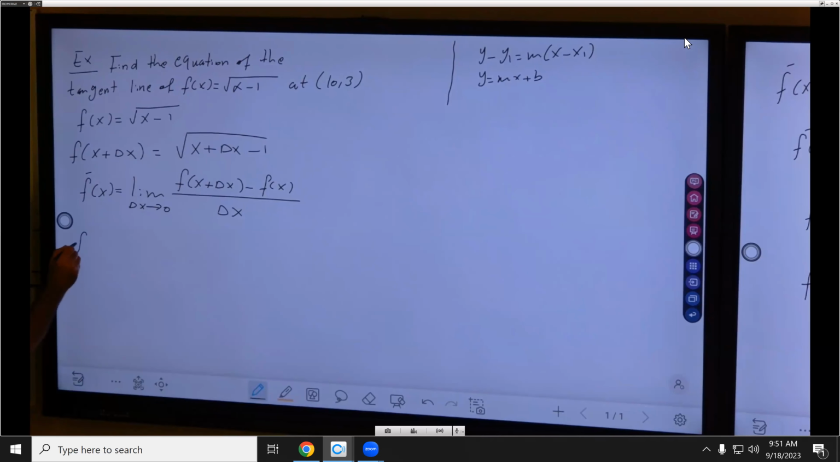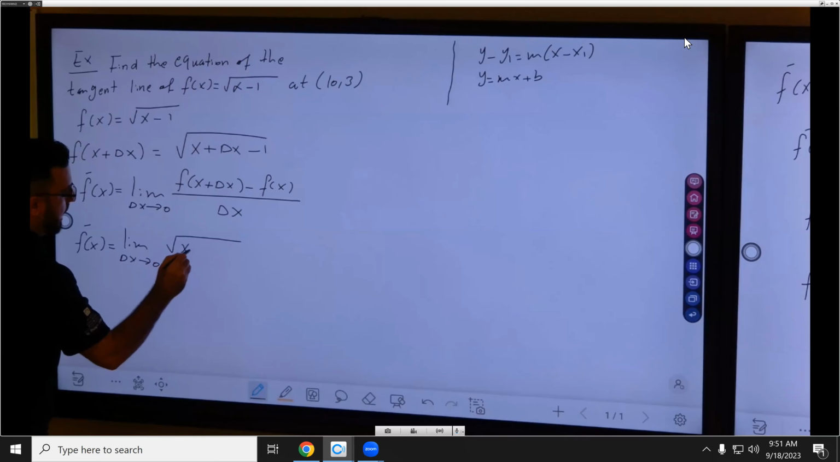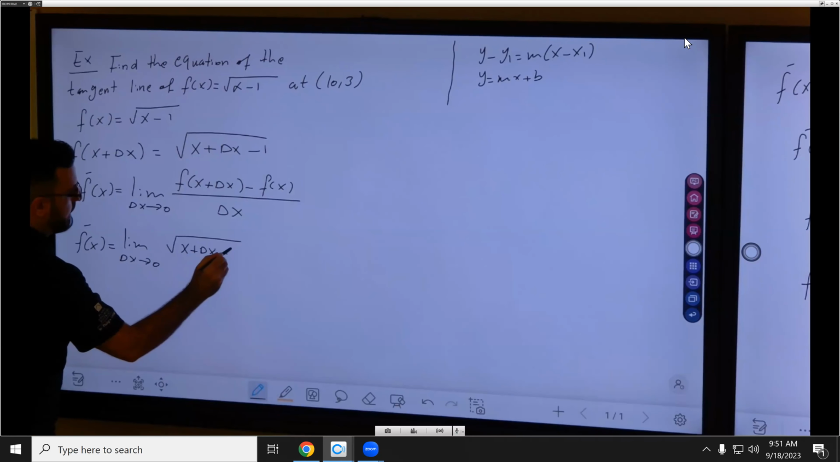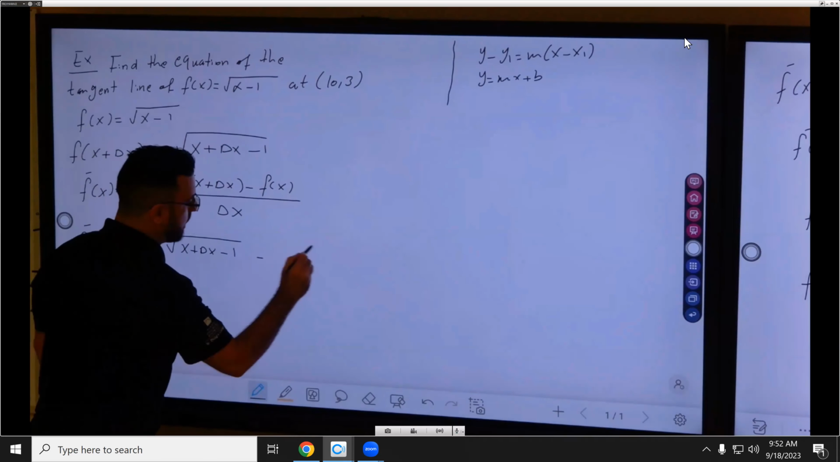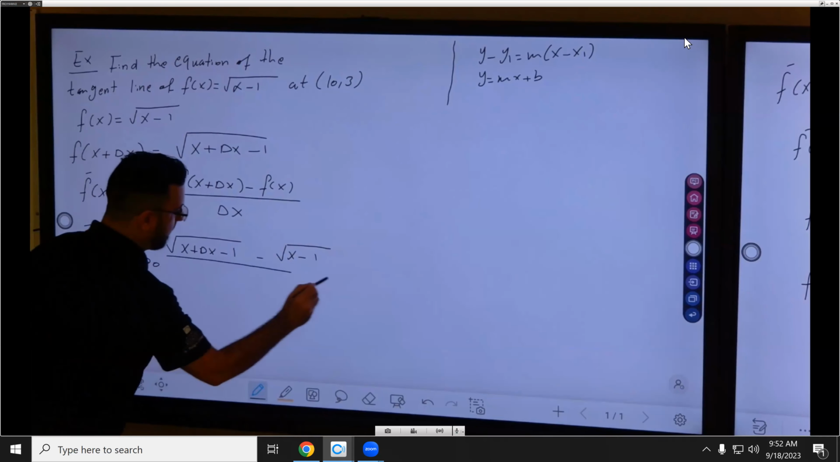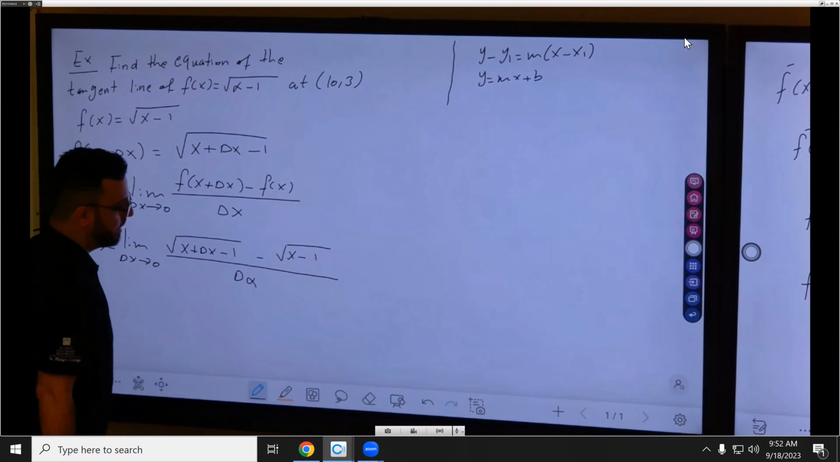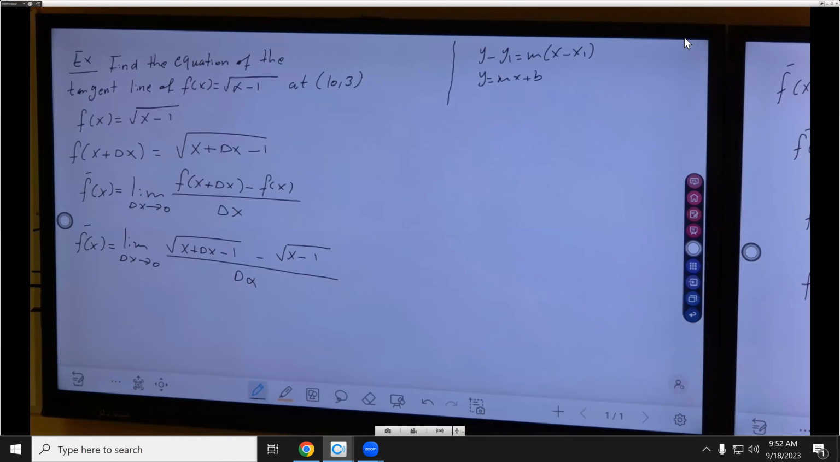In f of x, f prime of x, which is the derivative, is the limit as delta x approaches 0 of f of x plus delta x, which is the square root of x plus delta x minus 1, minus f of x, which is the square root of x minus 1, and everything divided by delta x. Now, the next step. How are we going to simplify this?